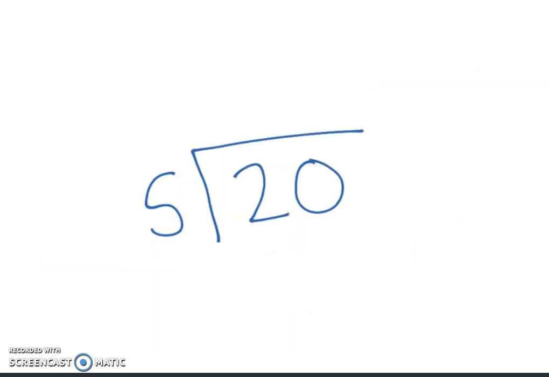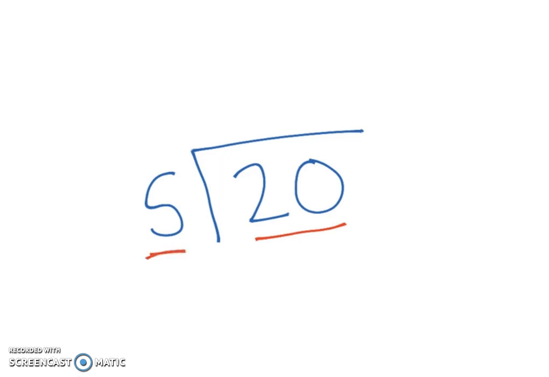Alright, so for this problem, we have 20 divided by 5. So looking at this with our previous knowledge, we know that 20 would be our dividend for this problem because that's the number that is going to be divided. And we know that 5 is going to be the divisor because that's how many groups we're going to be splitting 20 into, and that's the number that's going to be doing the dividing.